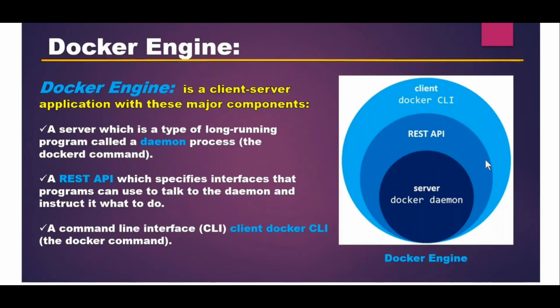Who will do this job? The REST API will do this job automatically. All right, so client to server and server to client. This guy will do it. So the architecture is very, very simple. Docker Engine is a client-server application with these major components. What are these major components?